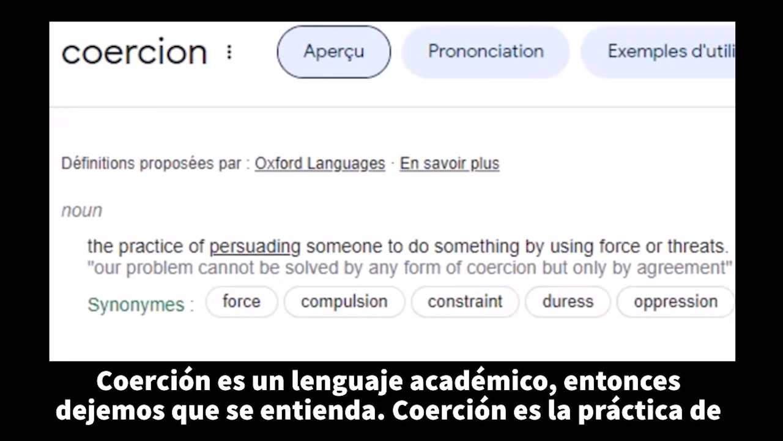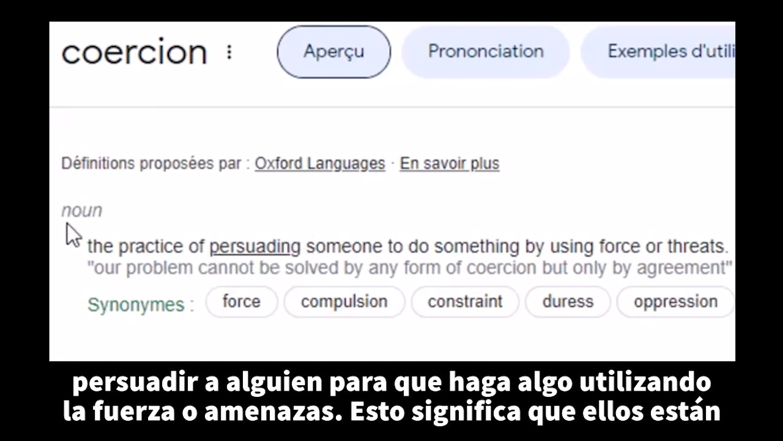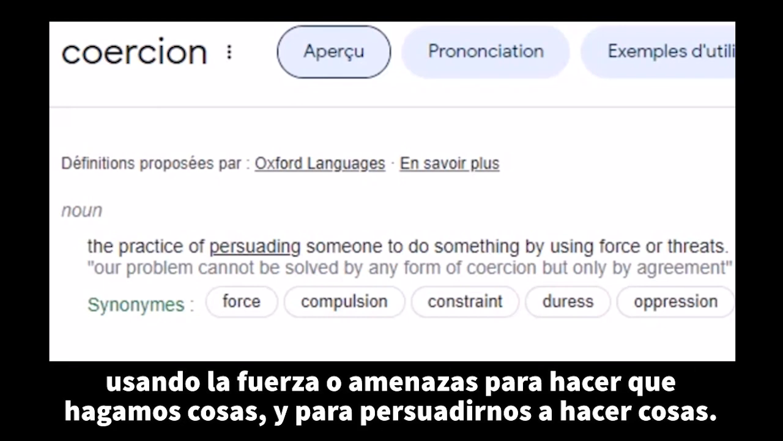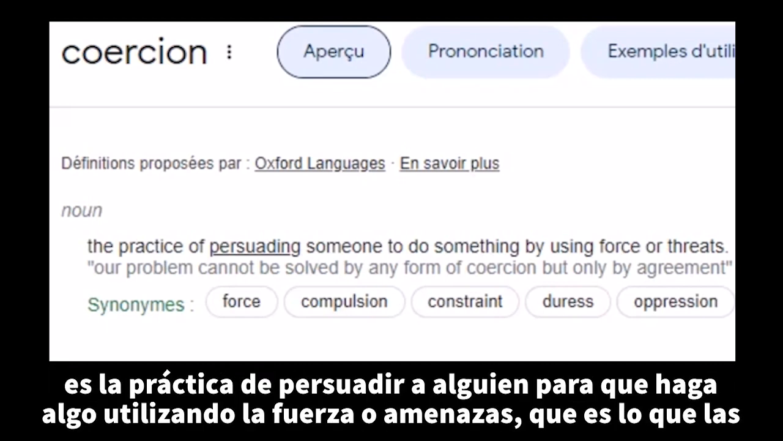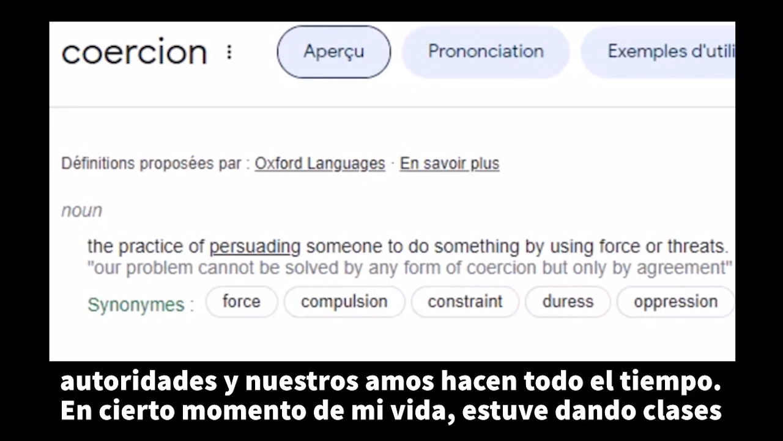So coercion is the practice of persuading someone to do something by using force or threats. That means they're using force and threats to make us do things, and to persuade us to make us do things. That's coercion. So let it sink in, because this word is coming back a lot of times. Again, coercion is the practice of persuading someone to do something by using force or threats, which is what the authorities and our masters are doing all the time.